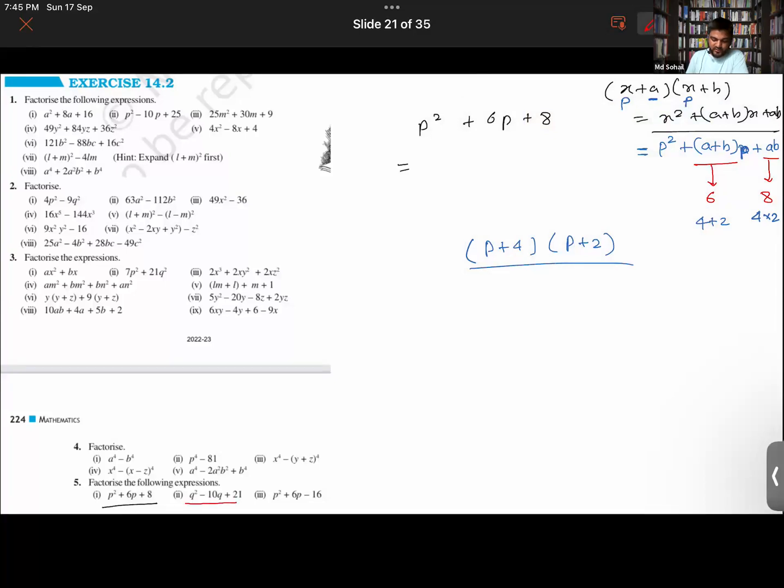Arham, you solve the second one. Arham, you solve the third one. Actually, 14.2 is all about factorization of the expressions. So this last question was based on this identity, x plus a into x plus b. Sir, which one should I do? The third one, the last question of the exercise. Yeah, that one you should do.